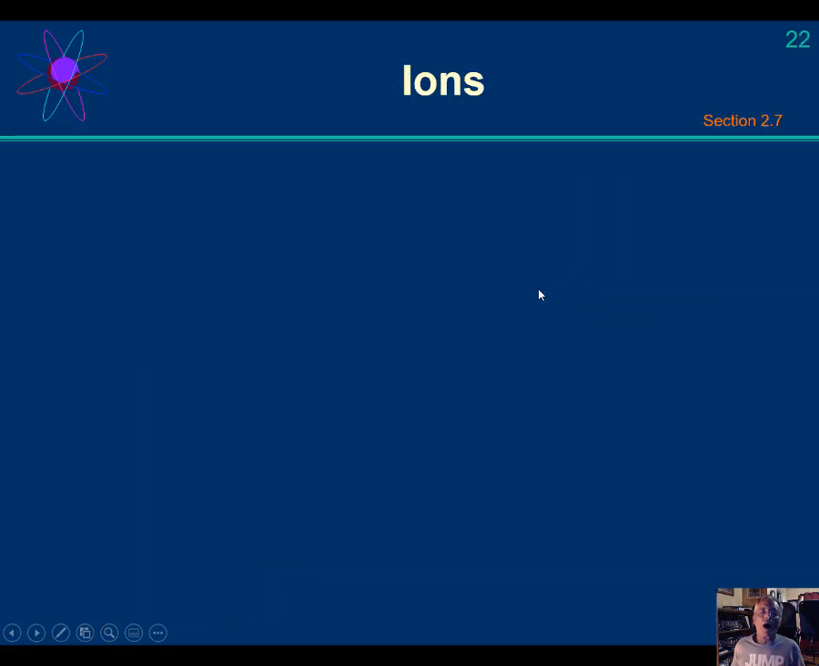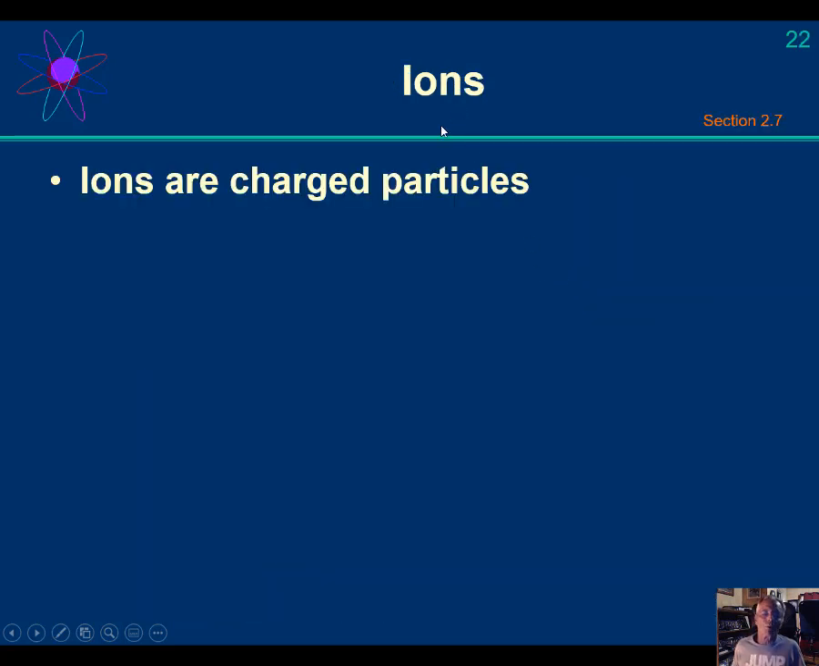All right. Ions. Ions are charged particles, and charge just means it's either positive or it's negative. That's all it means. It has a charge, and there's only two flavors, plus or minus. Now, you could have +1, +2, +3, or -1, -2, -3, and so on. We've got specific names for the charged particles.